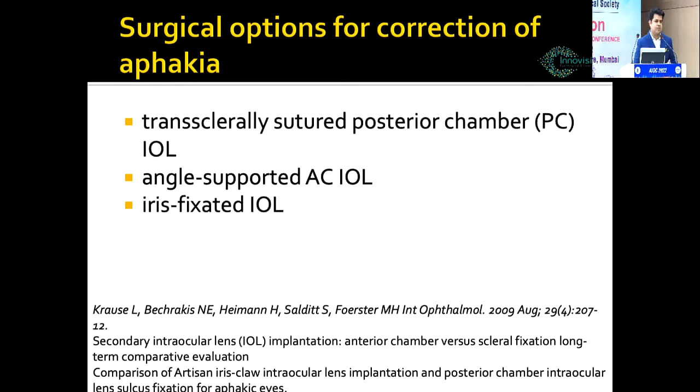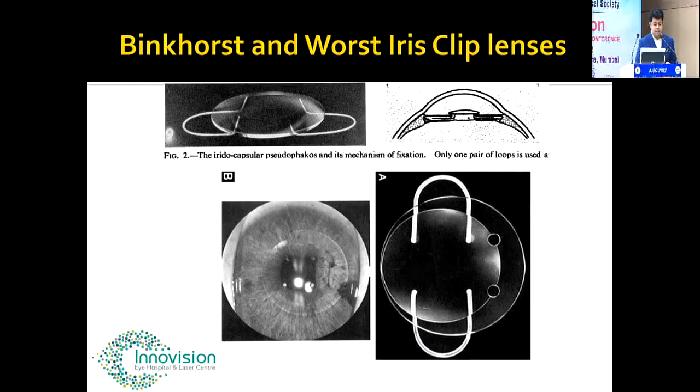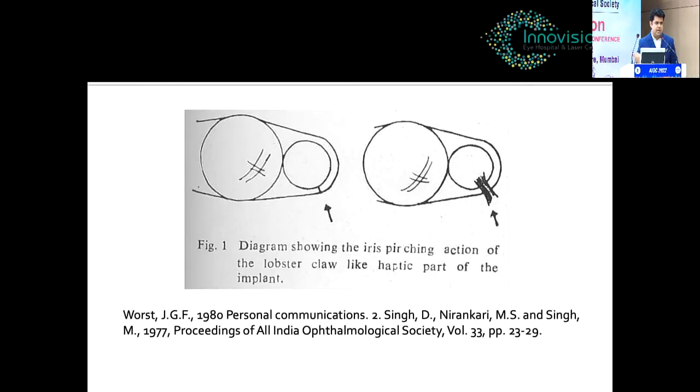Then came the iris fixated lenses, or iris claws, which have been there for quite some time. The first ever iris fixated lens was the Binkhorst iris clip, and this is a picture from 1980 from the Indian Journal of Ophthalmology. If you see the enclavation, it's slightly superior temporal, and not temporal.